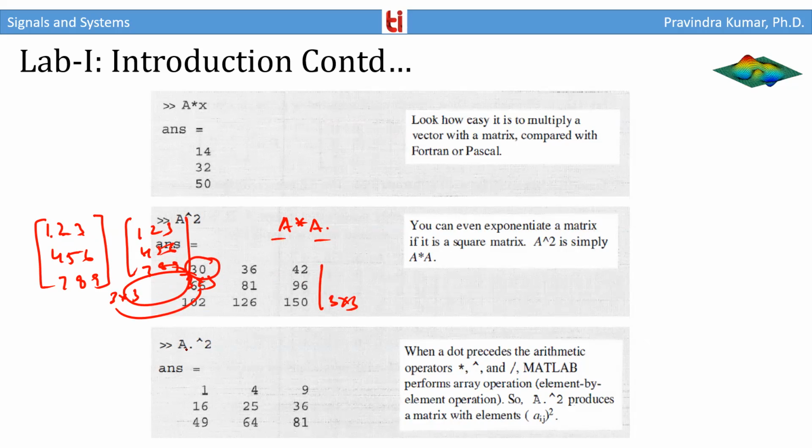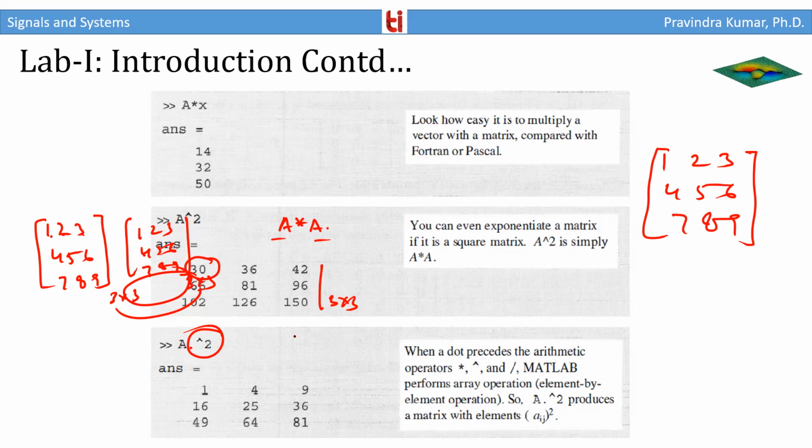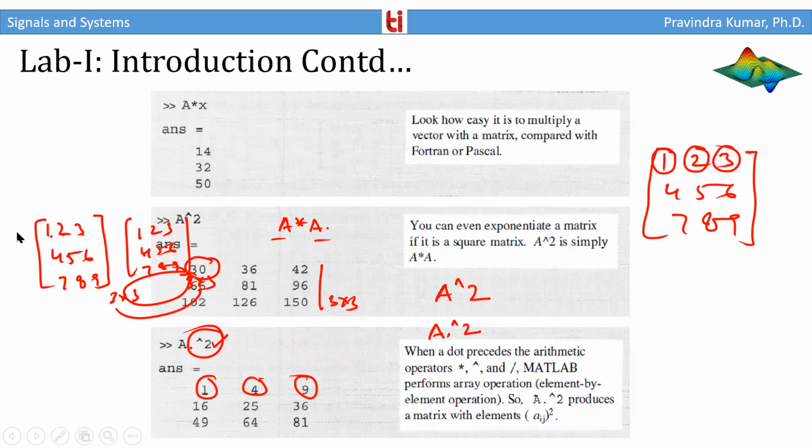But if I write A dot square, A dot square means your matrix is 1, 2, 3, 4, 5, 6, 7, 8, 9. So your answer will be A dot square, element by element squaring. So 1 square 1, 2 square 4, 3 square 9, 1, 4, 9. So you can see a clear difference between A cap square and A dot cap square. So this is one difference.